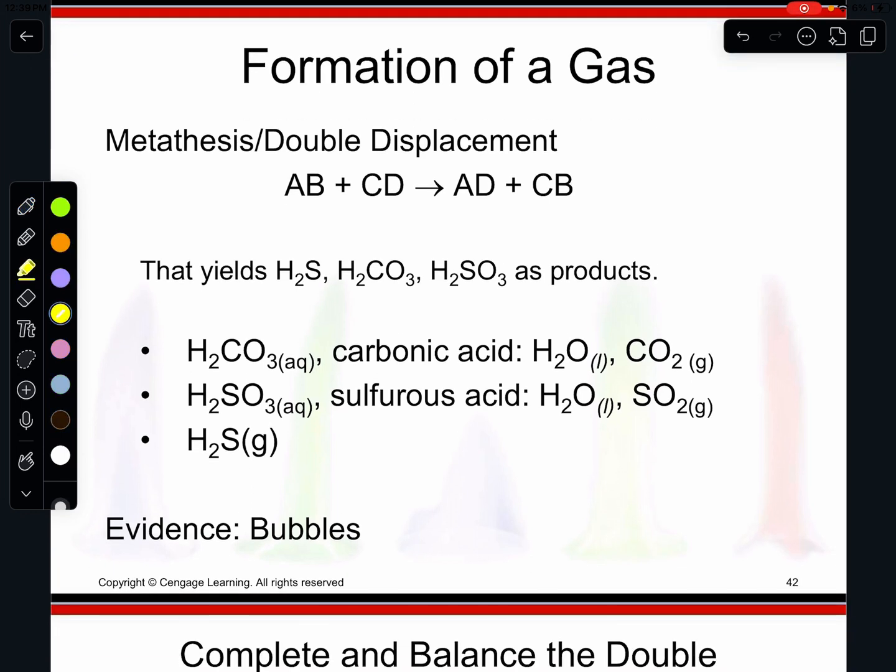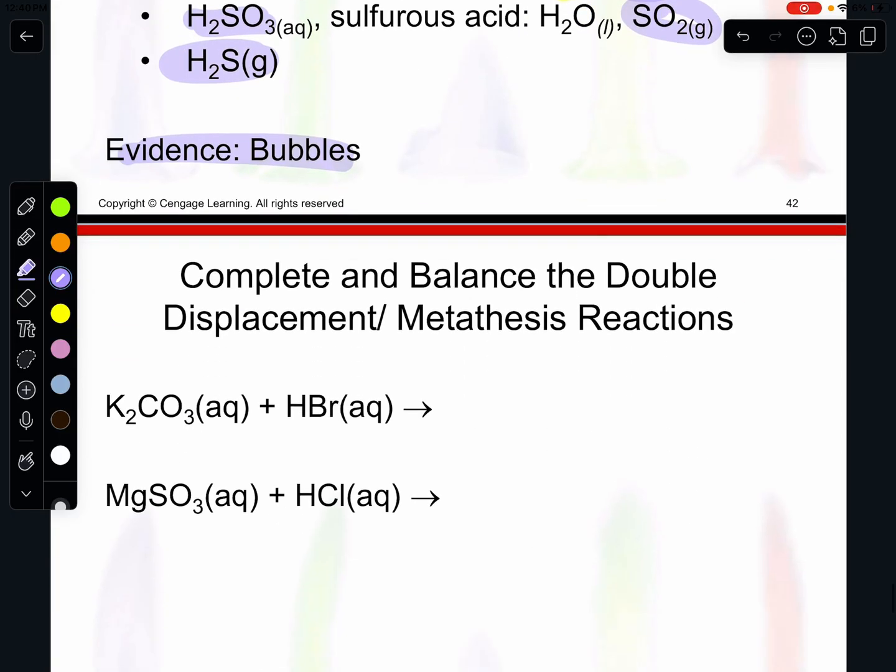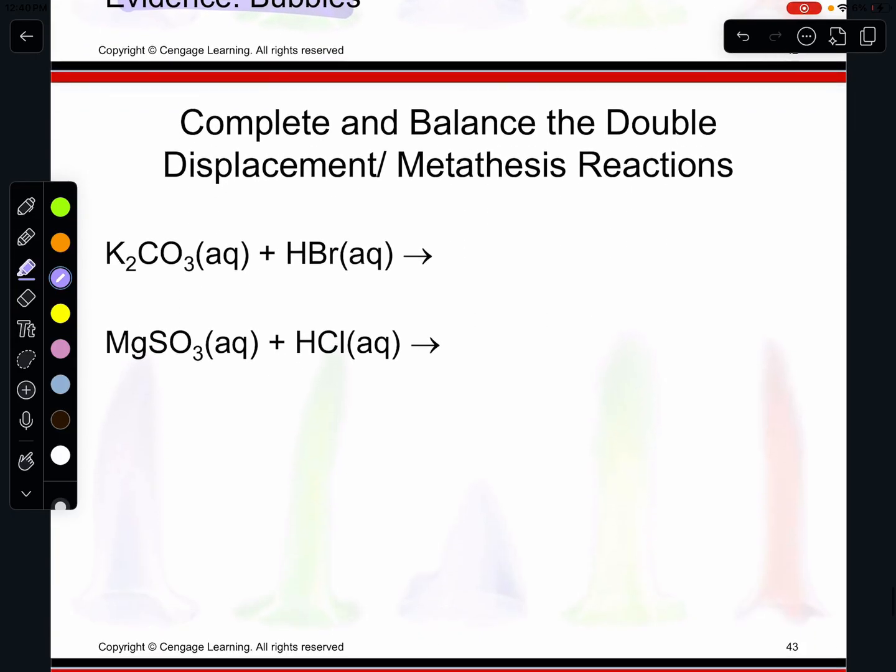As I said here, some very common ones, you don't have to memorize these, but if you get a product of H2CO3, that could actually further break apart into H2O and CO2, and that CO2 would be the gas that is being released. Same thing here, that SO2 is the gas being released. Another option is also H2S, which has that rotten egg smell. Evidence of something like this happening is bubbles. So we can go ahead and do another example of some double displacement reactions.